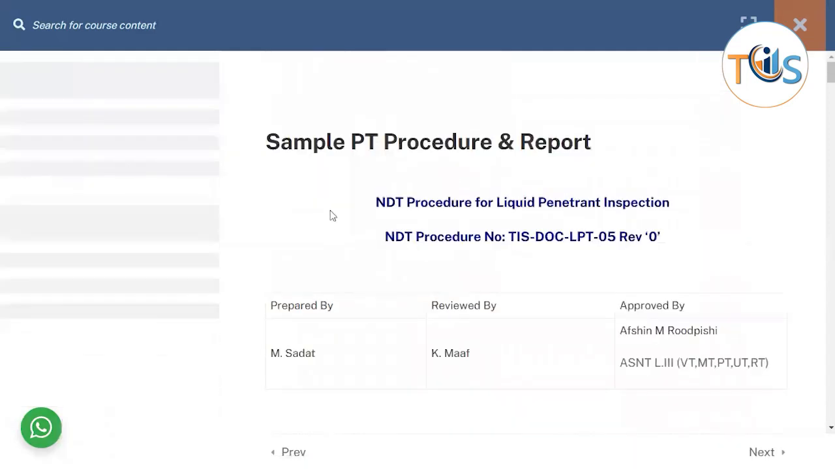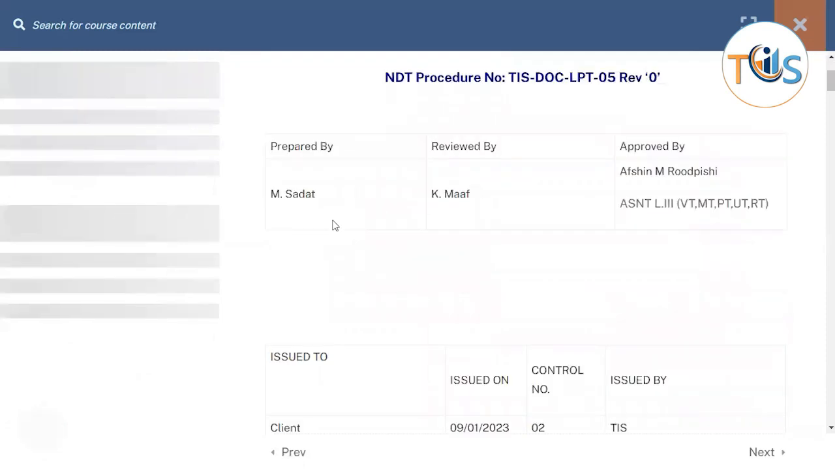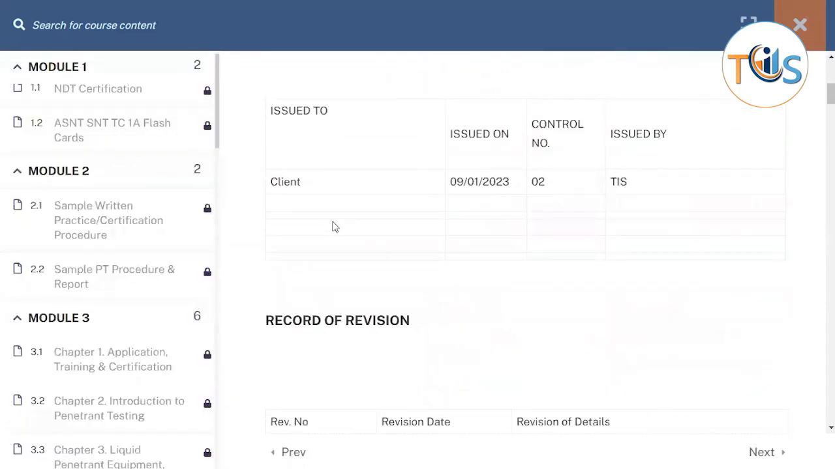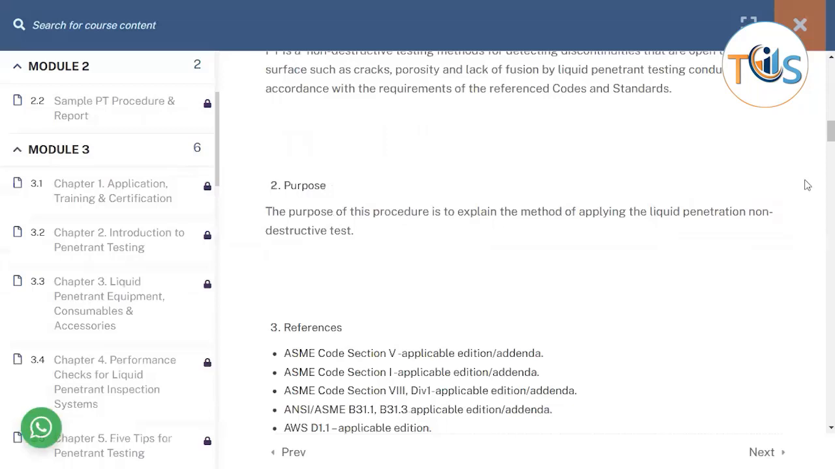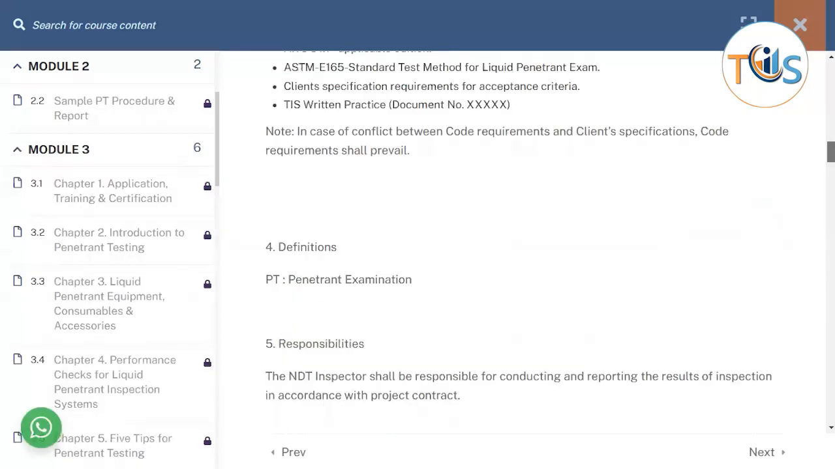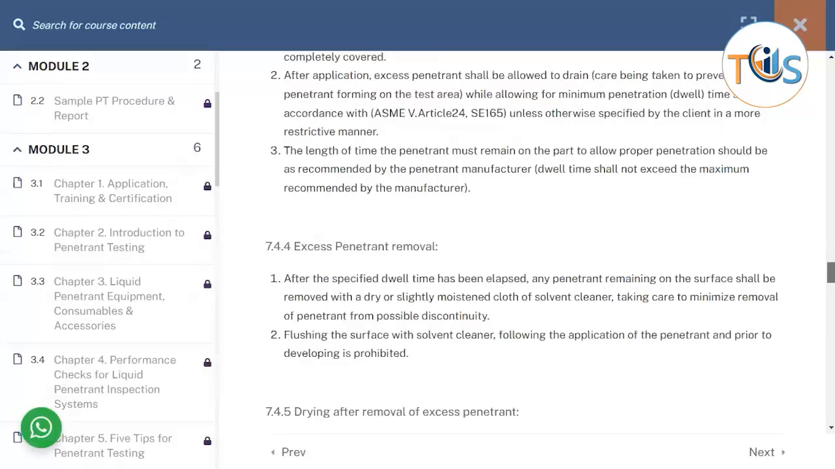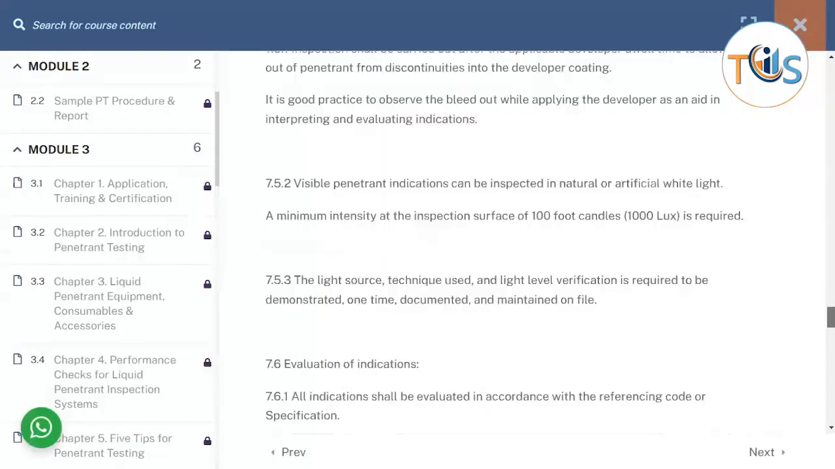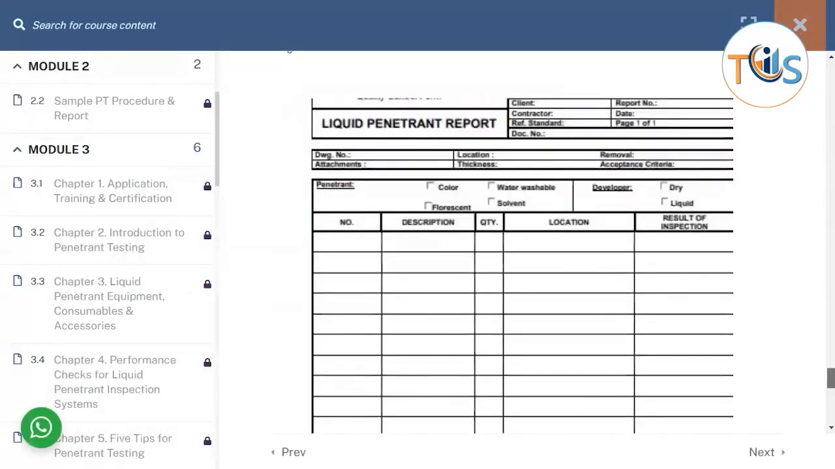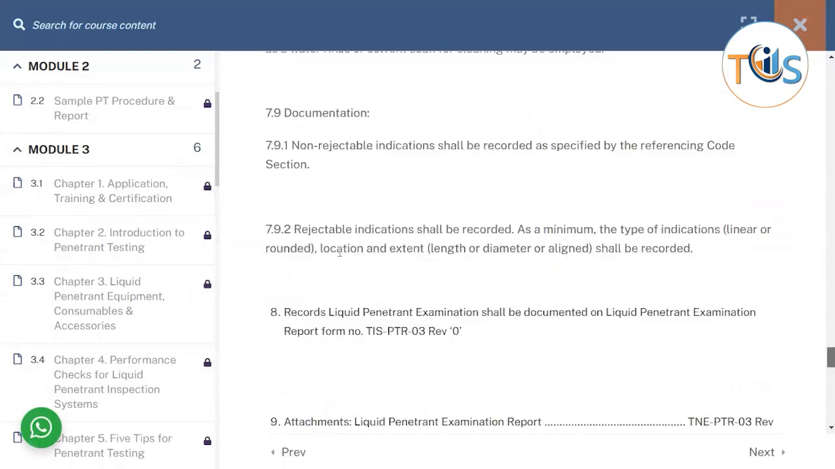So we go through a PT procedure and what you should be able to see in a PT procedure or a report. The procedure and report are always according to the ASME Section 5 requirements. ASME Section 5 is always about the PT procedure. At the end, you see a sample report, and each lesson has got its own video.